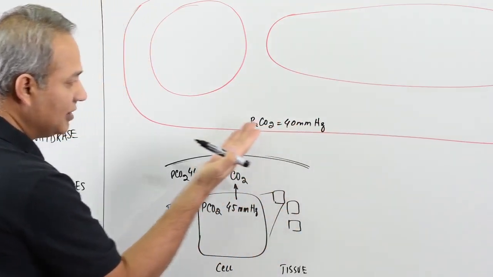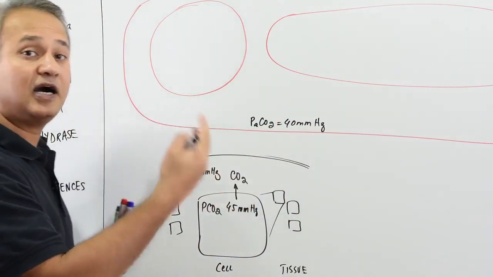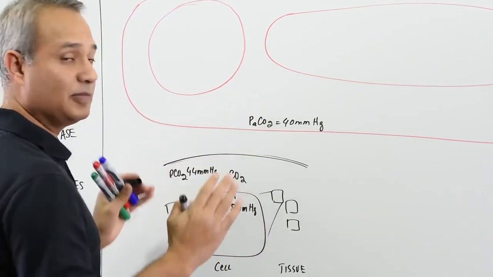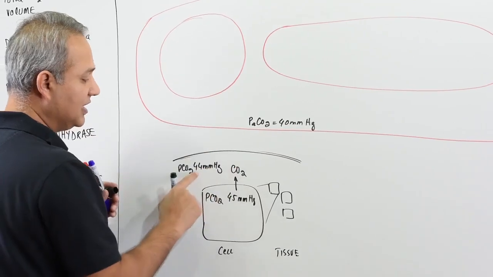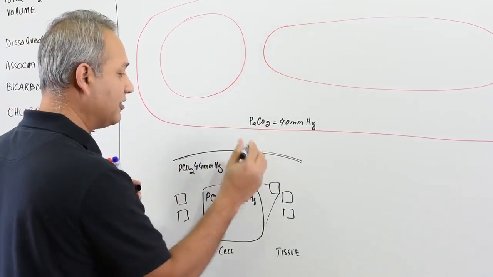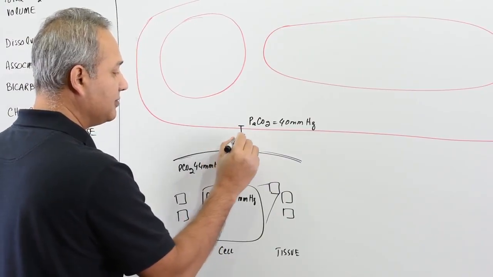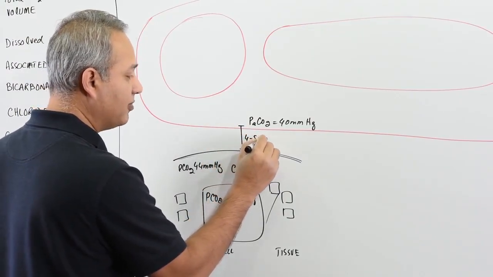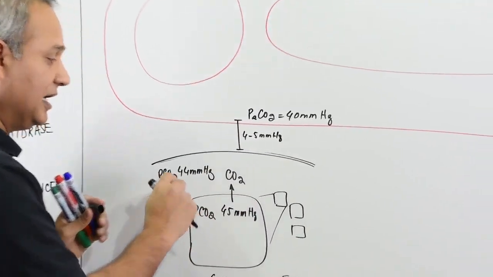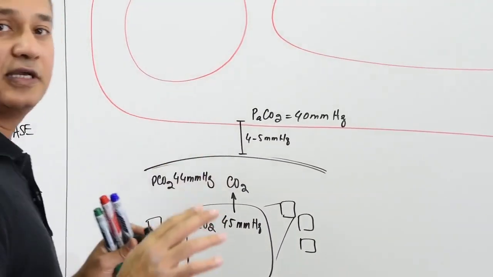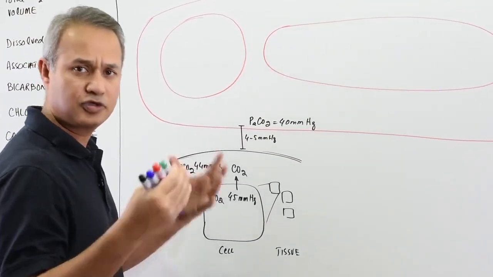Of course arterial blood comes here. When it picks up carbon dioxide, it will become venous blood. At this time it is arterial blood, and the pressure is 40. So what is the difference now between these? 44 to 40, about 4 or 5 millimeter of mercury. That pressure is sufficient to move carbon dioxide from the interstitium into the capillary. Now inside the capillary we have RBCs and proteins and other stuff.